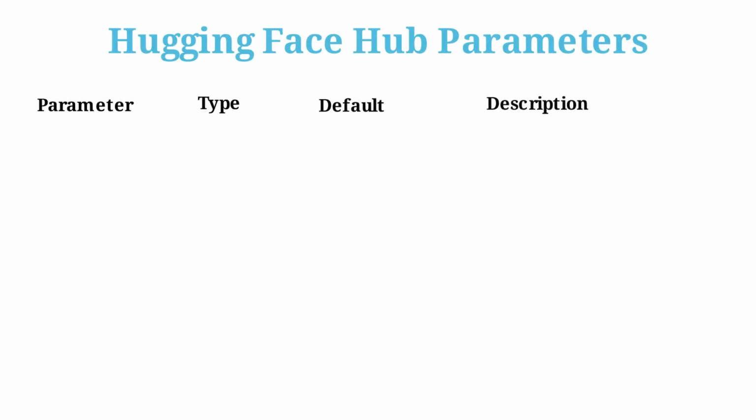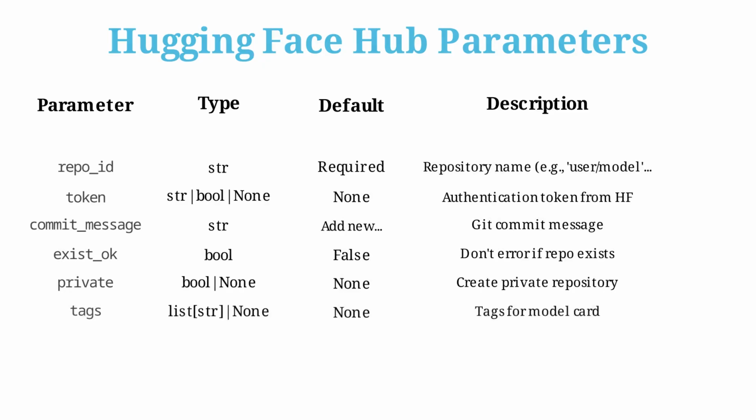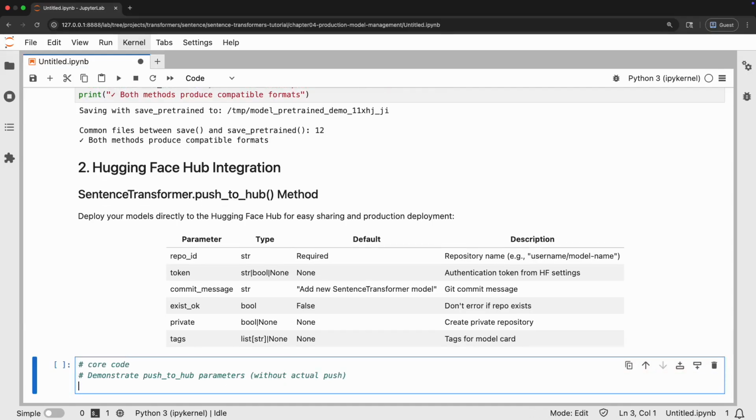Now let's explore how to deploy models directly to the Hugging Face Hub. The push_to_hub method enables you to share your models with the community or deploy them for production use. Key parameters include repo_id for your repository name, token for authentication, commit_message for version tracking, and various options for privacy and tagging. Here's a demonstration of the hub push configuration.